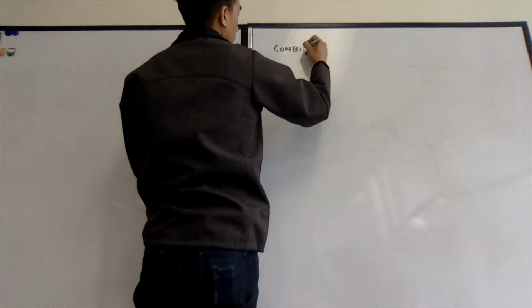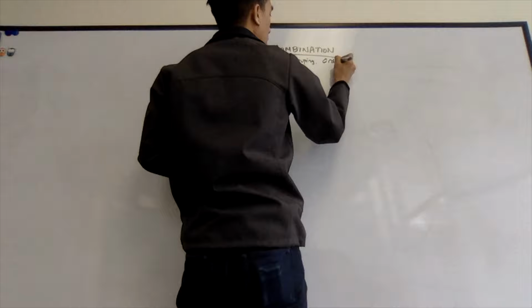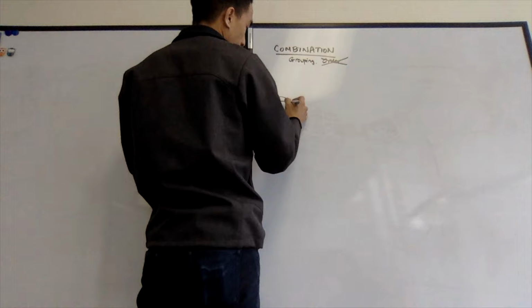The combination doesn't really matter, like what order that you put it in. And then the permutation does. So this is grouping, order does not matter. And what's the other one? The permutation. Order does matter.